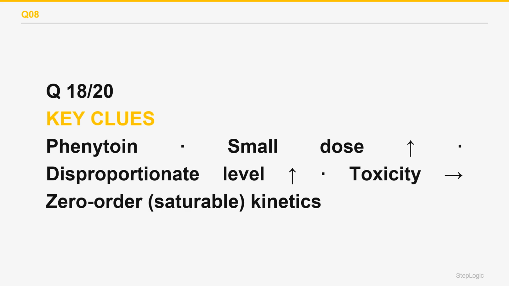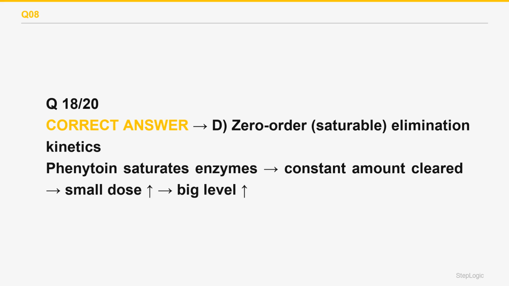That is exactly what happened here. A modest dose bump produced a large toxic level rise with the classic cerebellar toxicity: nystagmus, ataxia, slurred speech. The correct answer is D.